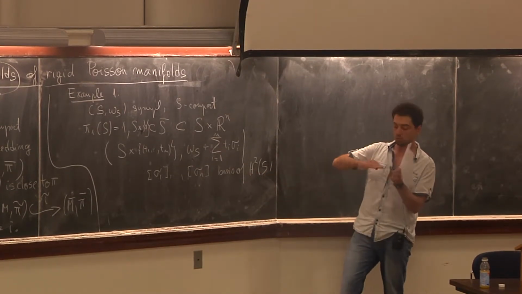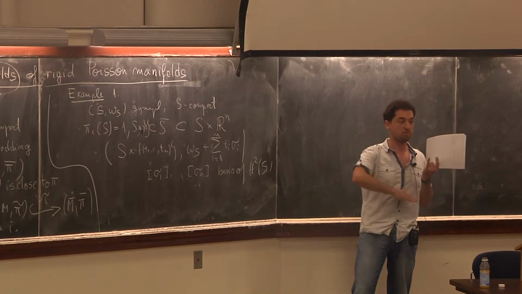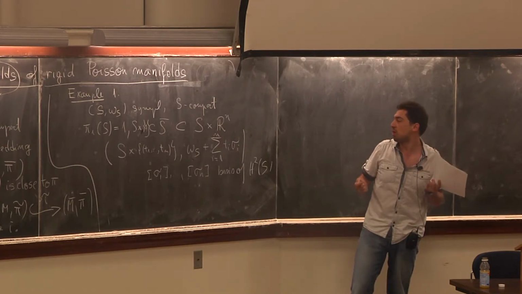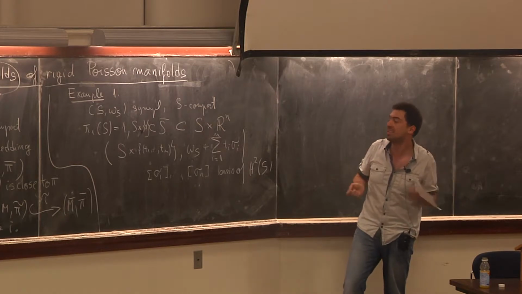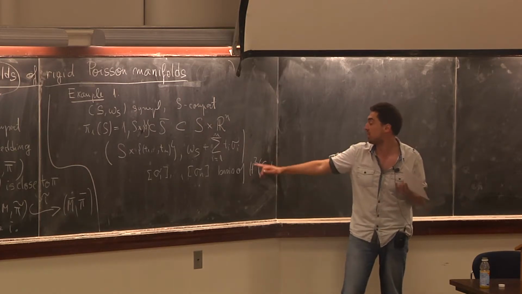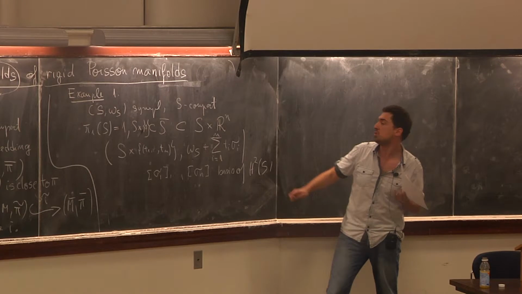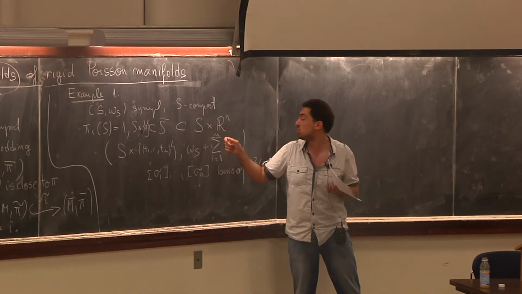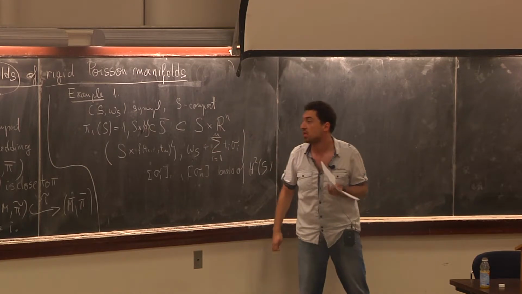So you obtain this Poisson manifold which just contains copies of S, and in every direction it changes the cohomology class. The cohomology class takes all the values. Of course, this will be non-degenerate in some small open neighborhood of S times 0, right?